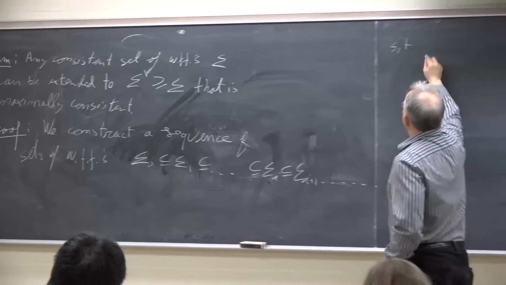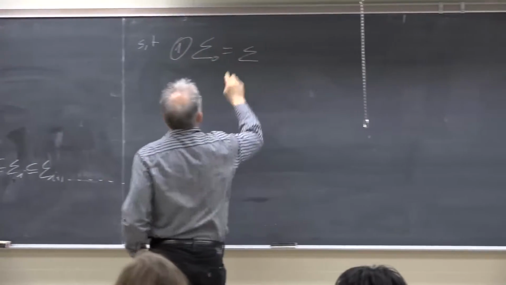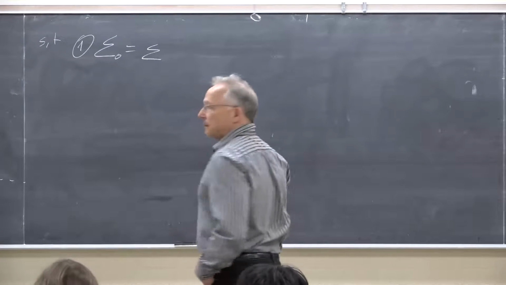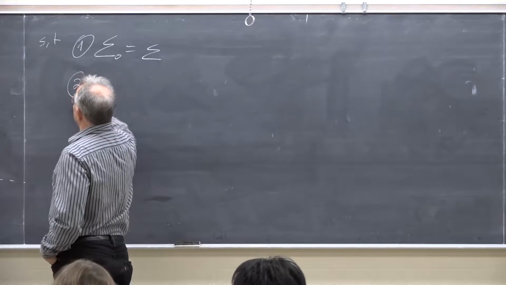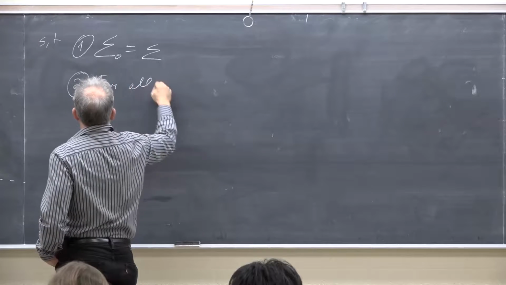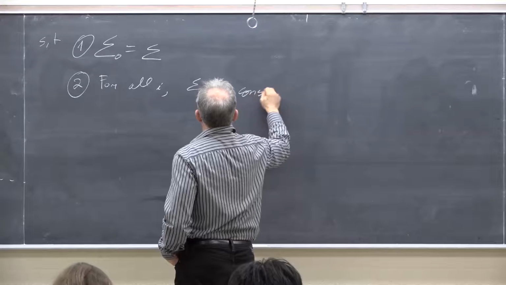So the first requirement is very simple. Our sigma 0 is the sigma that was given to us. And the second requirement is that for all I, sigma I is consistent.